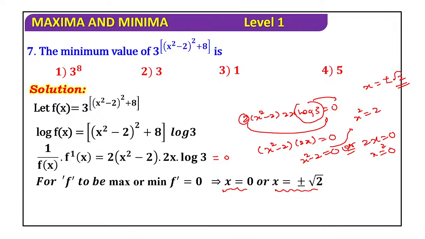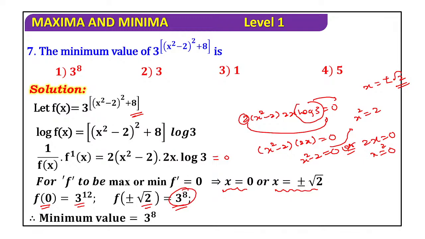Now you can use x equal to 0 as well as x equal to plus or minus root 2 in your f of x, and you can identify what is the minimum and what is the maximum value. Clear? F of 0 will be 3 to the power of 12. F of plus or minus root 2 will be 3 to the power of 8. In this, the minimum value is 3 to the power of 8. Clear?